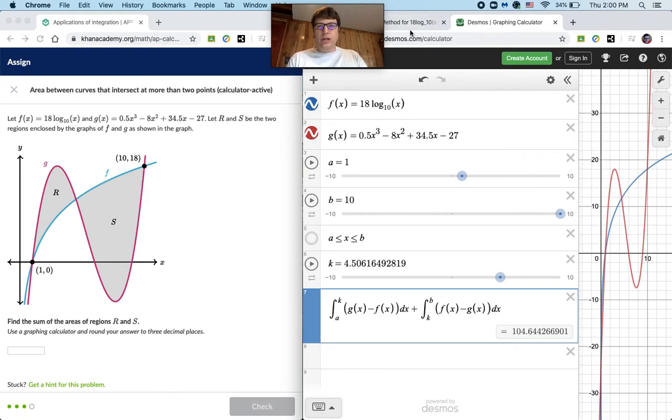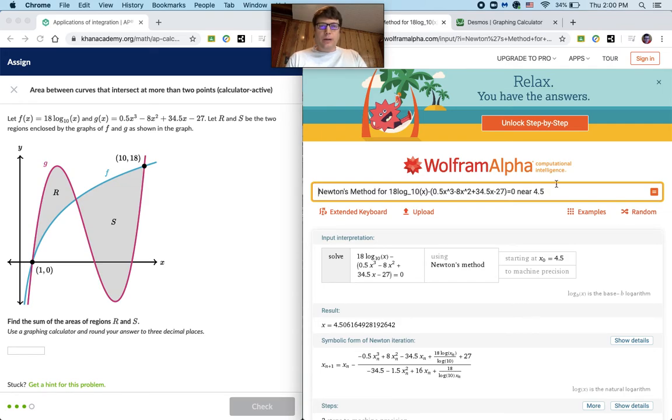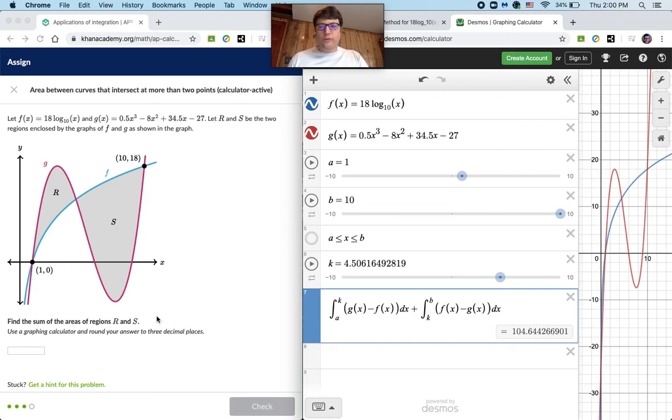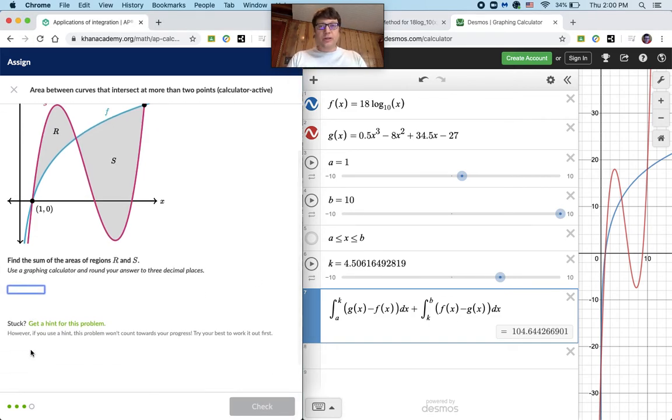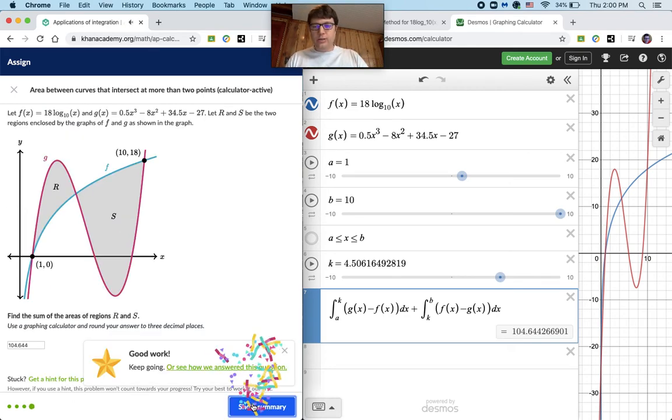Newton's method is the challenging part, so copy this and understand where this came from. Newton's method for the first function, the second function, you're subtracting them. But the answer is 104.644. Okay, if I'm wrong, I'll fix it in the video and show you what I needed to think about as I solved it. If not, I'm probably almost done. 104.644, 3 decimals. That answer, adding the areas together, check it. It's a good sound.